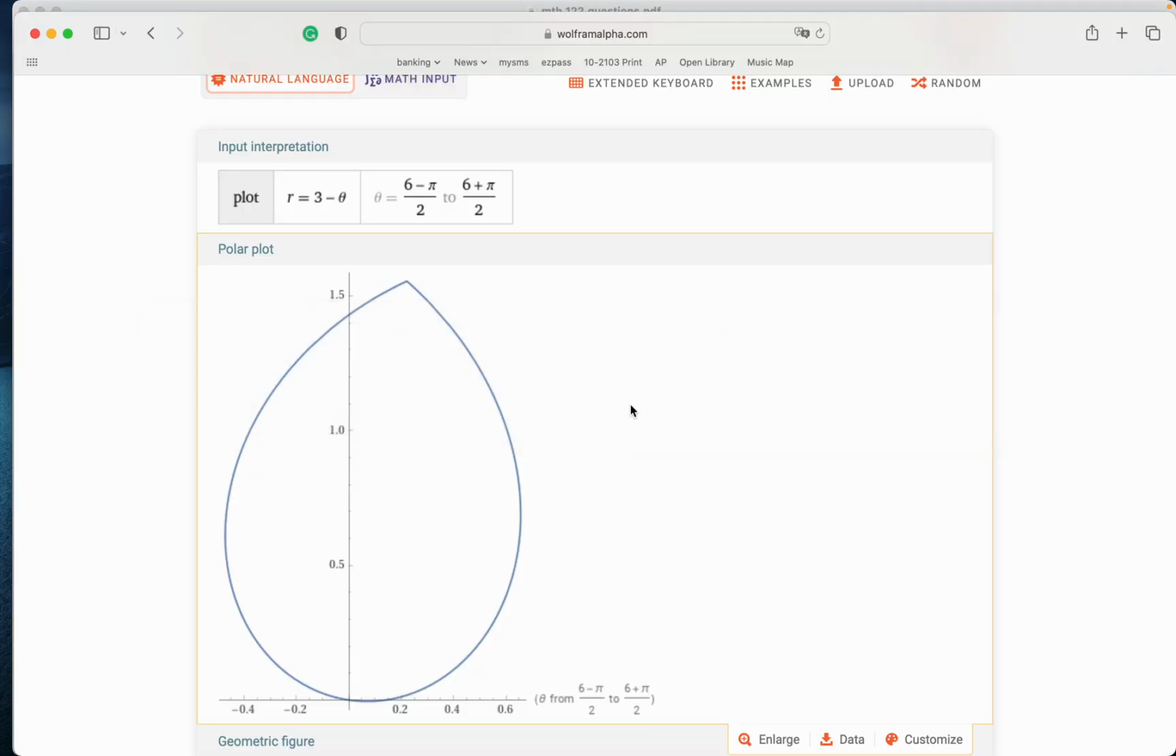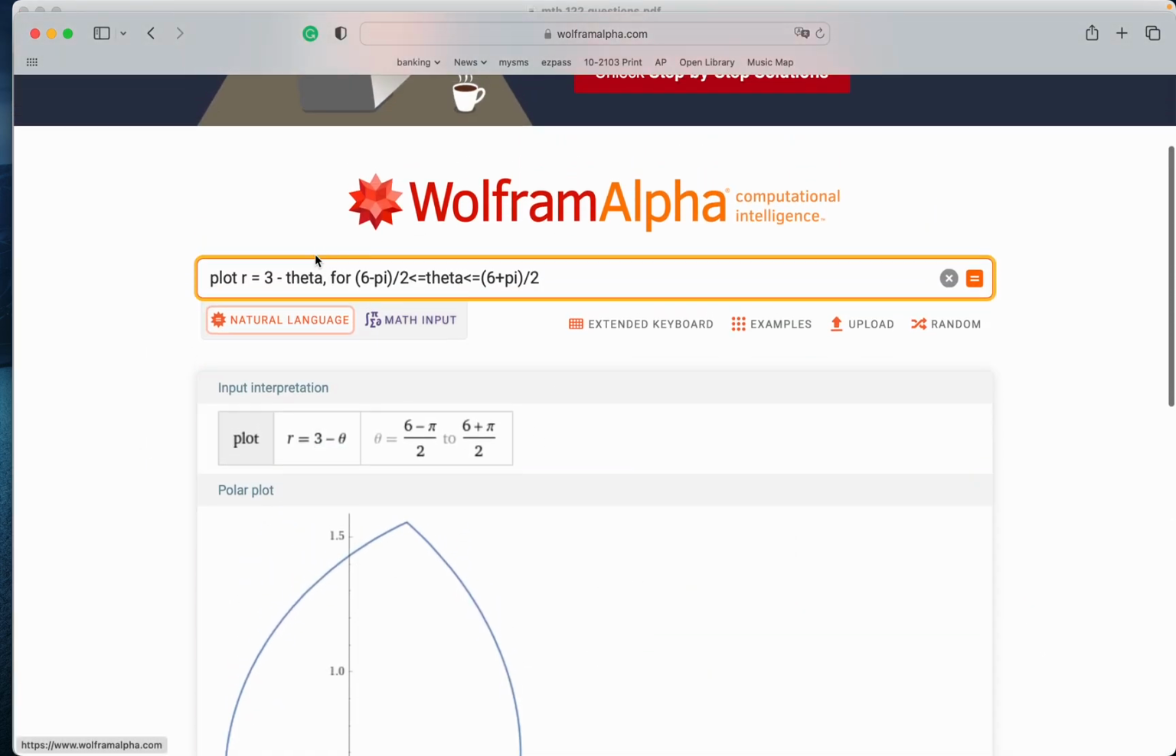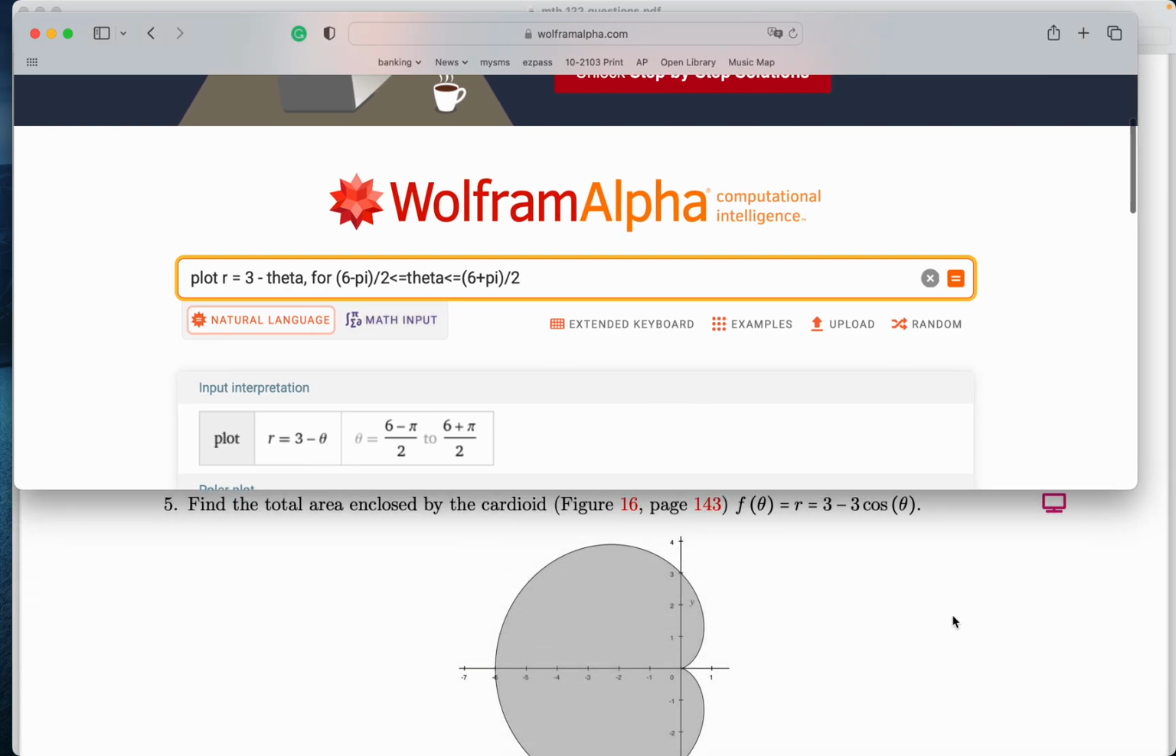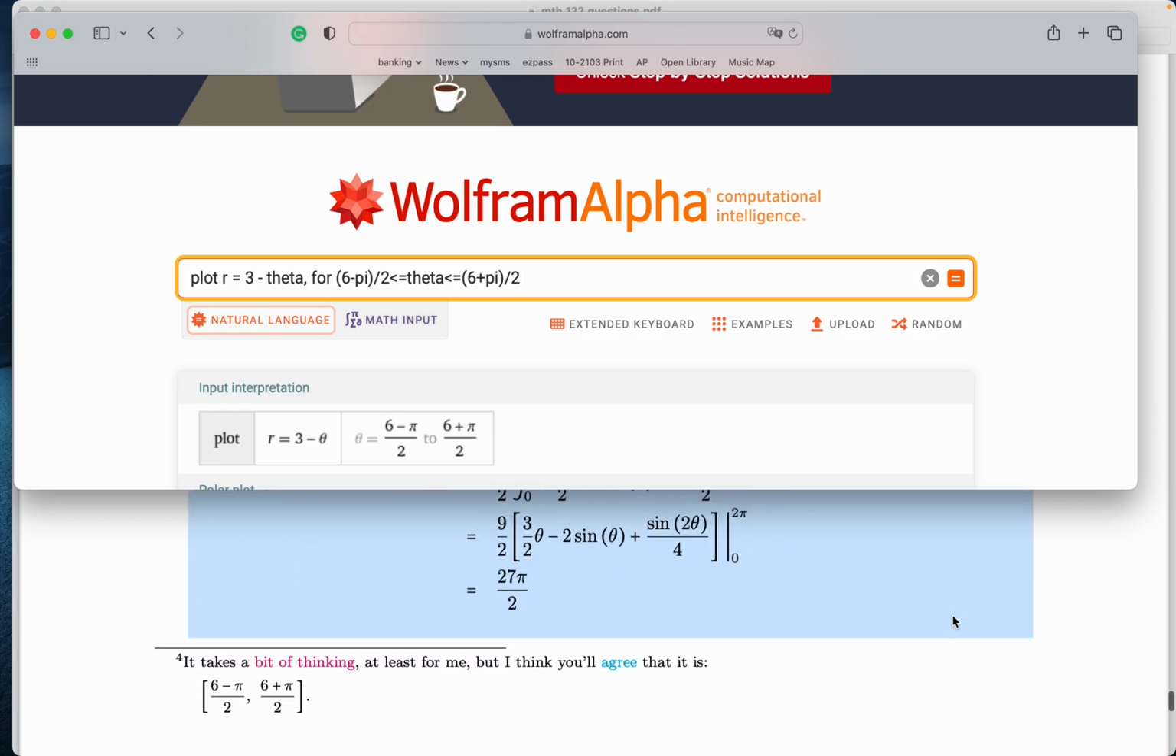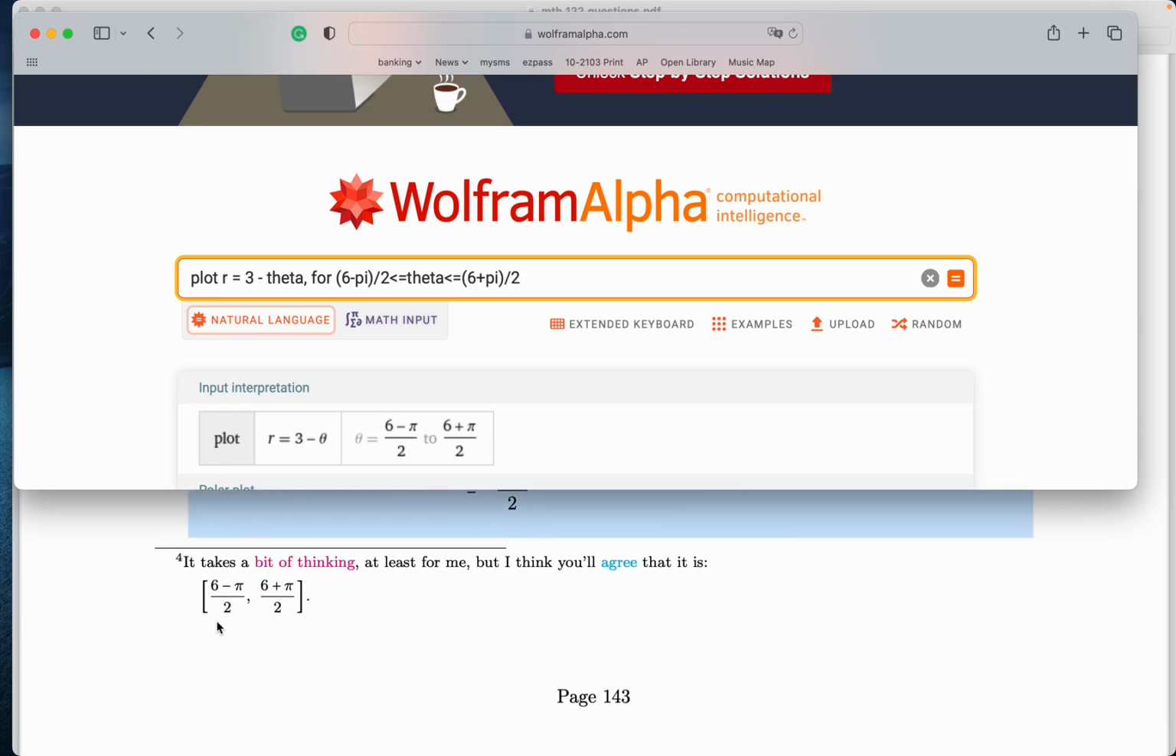So in Wolfram Alpha, what I did was I typed in plot r equals 3 minus theta. That's what we're trying to graph out. And I said, just graph it between what I thought was the leaf. If you remember what I thought the leaf was, let me just shrink this window down a little bit and scroll down over here. I said between 6 minus pi over 2, these are the thetas there, and 6 plus pi over 2.